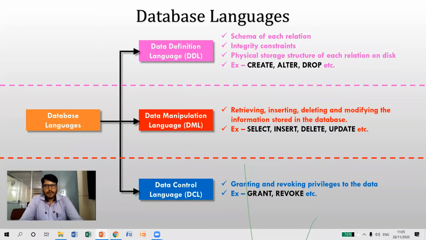So in the next chapter, we will be discussing all these languages in detail. We are able to create, we are able to manipulate, and we are able to grant and revoke the privileges to the database in detail in the SQL chapter. So this ends the second chapter.